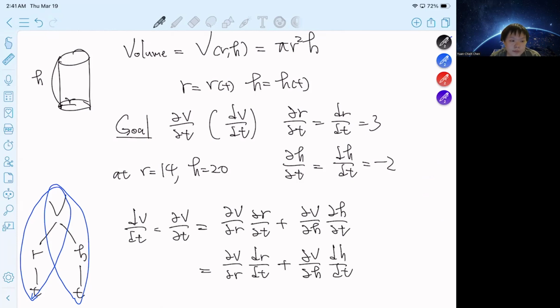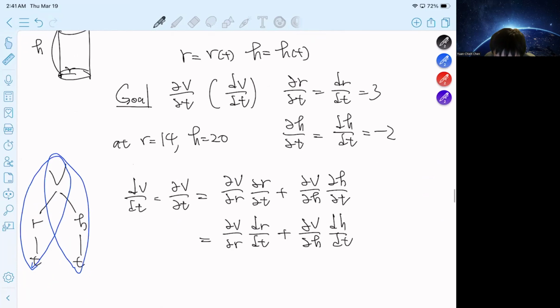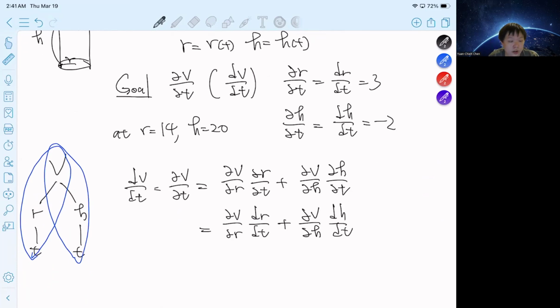That's it. That's what we want to find. So we can do the calculations.